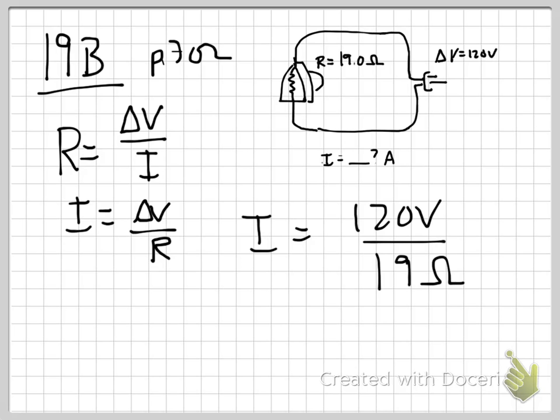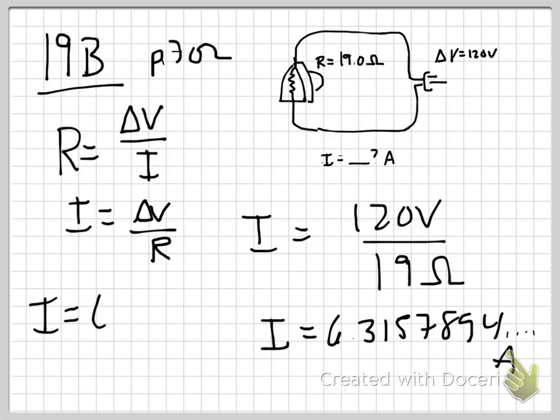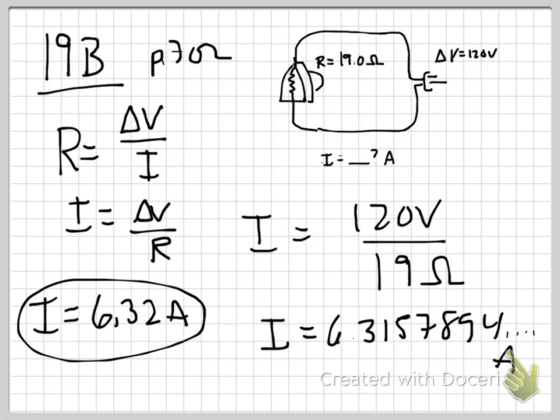What's your raw number? Okay, raw number is 6.3157 and so on amps. We have three sig figs to work with because that was actually 19.0. So we have a current of 6.32 amps.